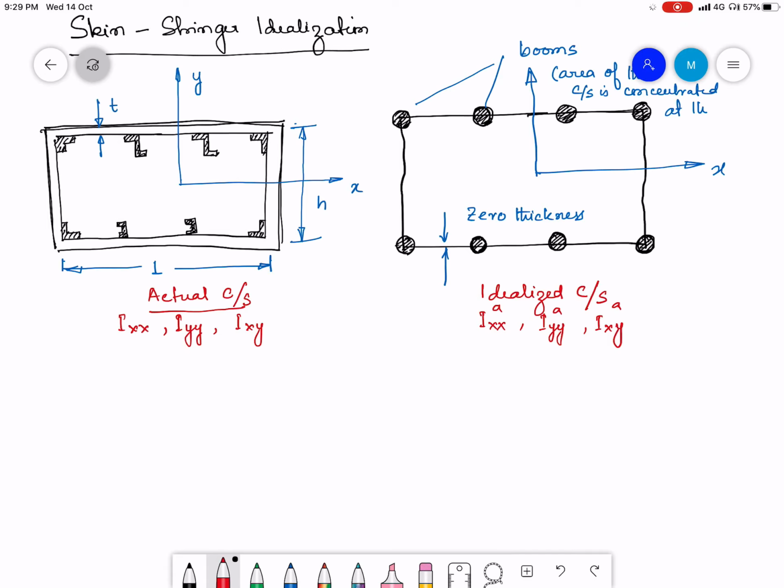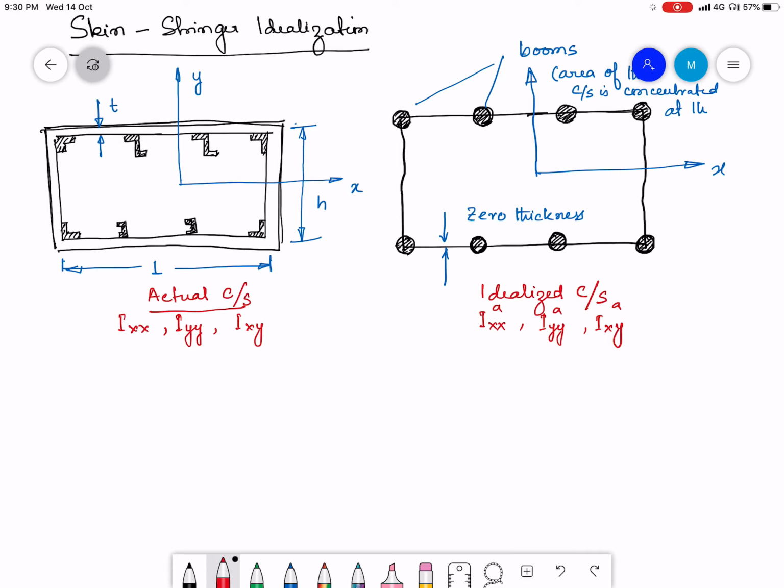So now what we have to do is idealize this actual semi-monocoque cross section into an idealized cross section. The primary motivation is to make it simplified so that we can do easy calculations at the design level.